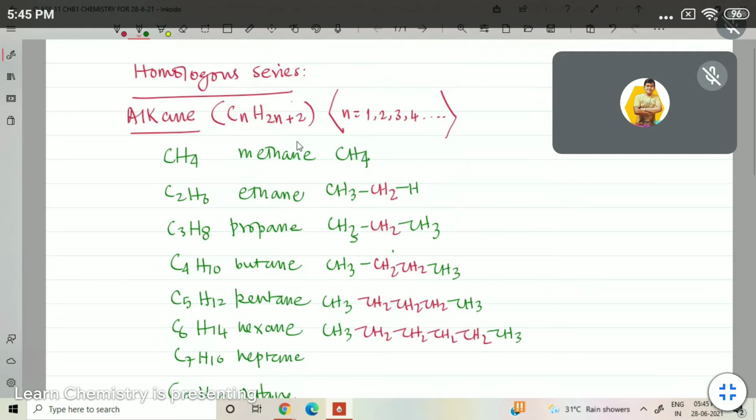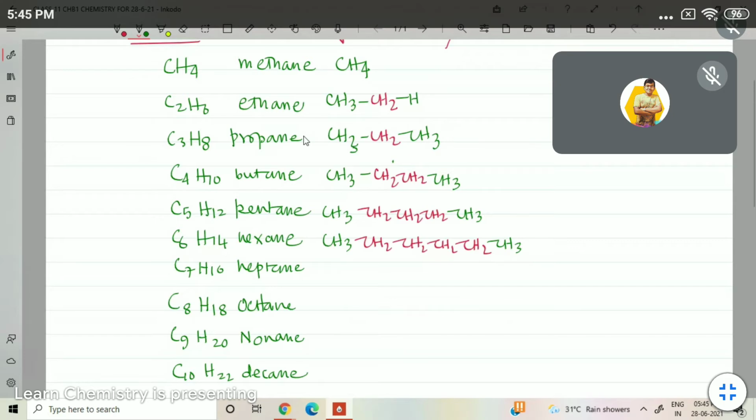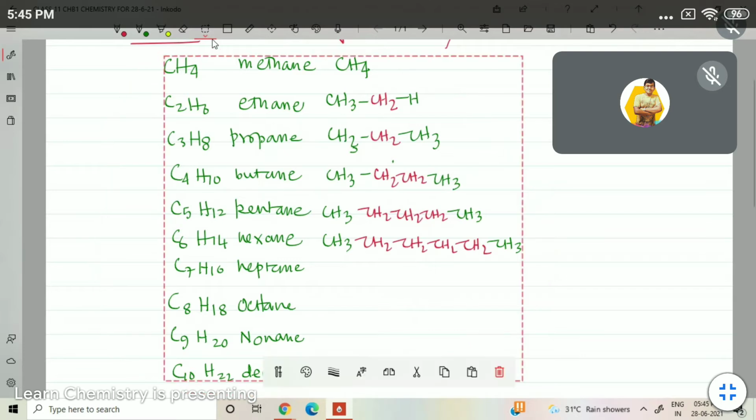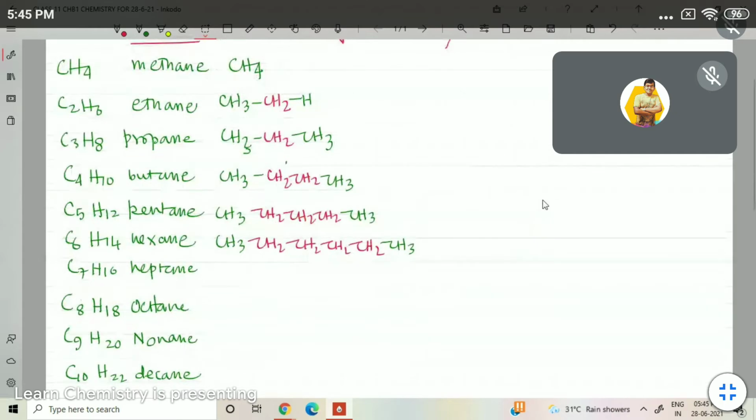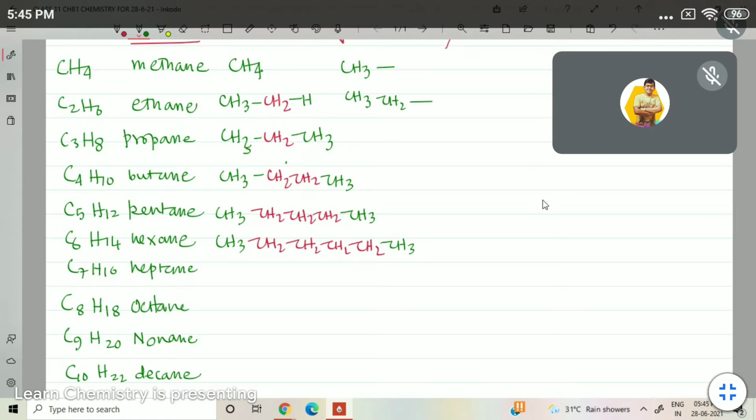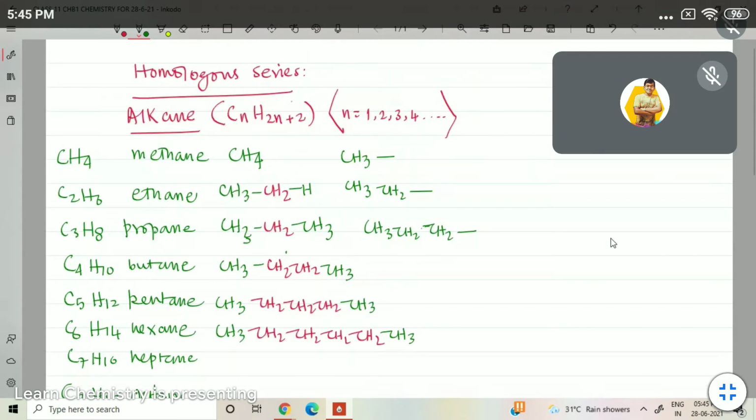So one more important thing is there. These are the homologous series of alkane, right? Now, suppose you remove one hydrogen from each of these alkanes, so what will you get? Suppose this is methane and you are removing the hydrogen from methane. What is the name of this group? What about this? What are the names of these groups that I am writing? These are the functional groups.